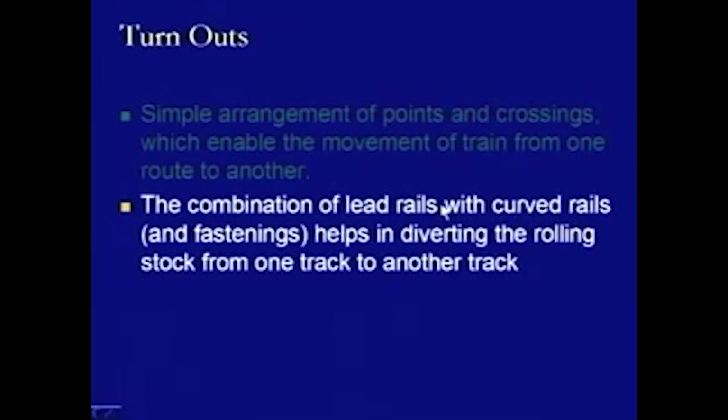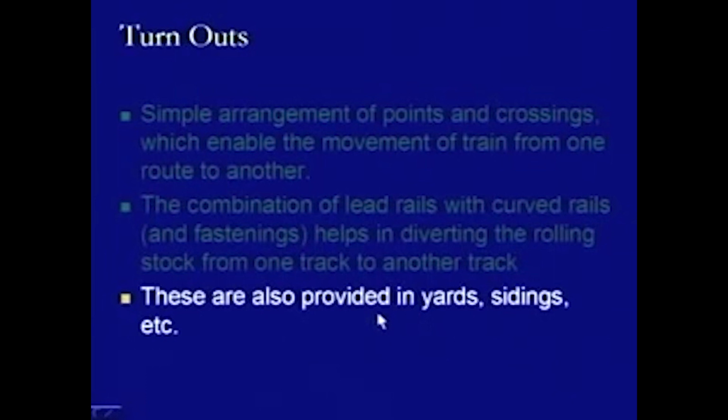And obviously, whatever rails are provided, they are provided over the sleepers, so fastenings have to be there. And this combination of the lead rails, which are the straight rails, when they are jointed with the curved rails, helps in diverting the rolling stock from one track to another track. And these are also provided in yards, sidings, etc.